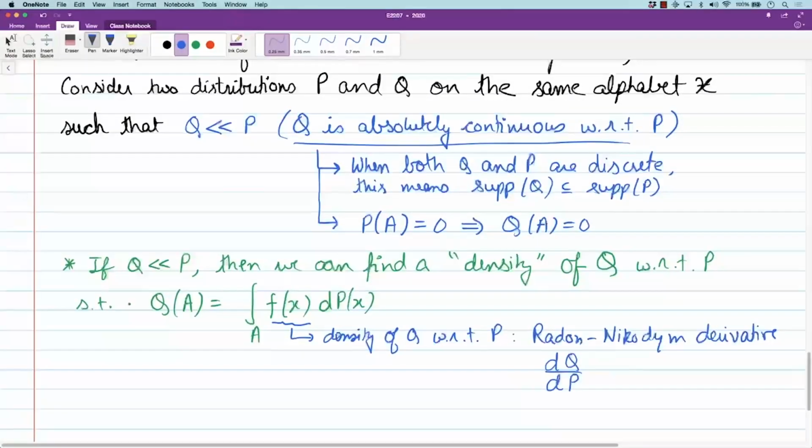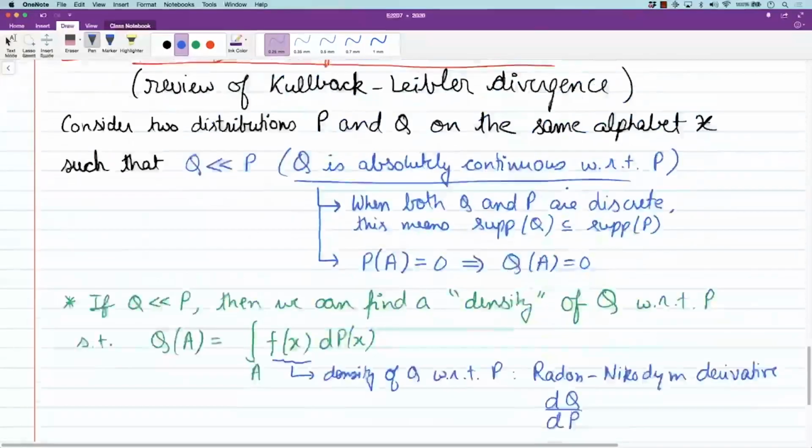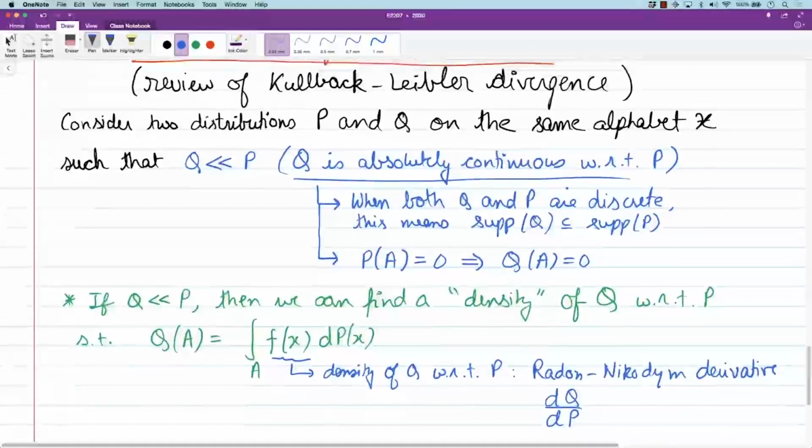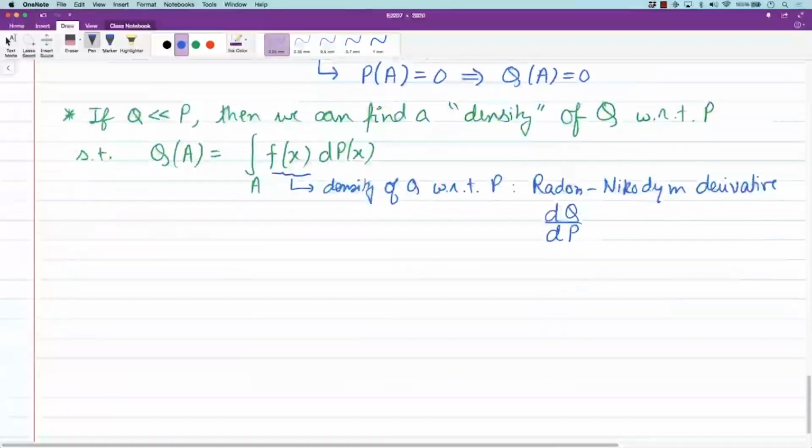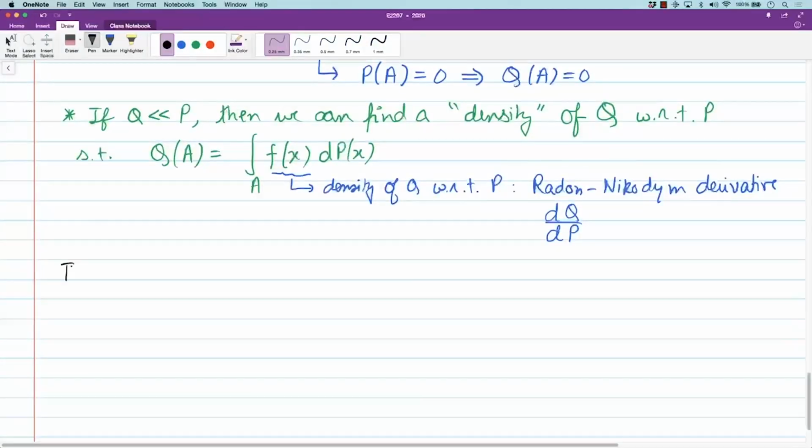If you are very confused about all this abstraction and not very comfortable with it, you can just think of discrete distributions and assume that support of Q is contained in support of P. That's what this condition is. Okay. So we have such two distributions where Q is absolutely continuous with respect to P. Then we can define their Kullback-Leibler divergence.